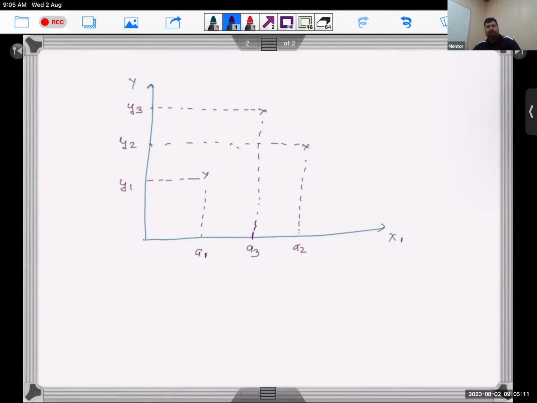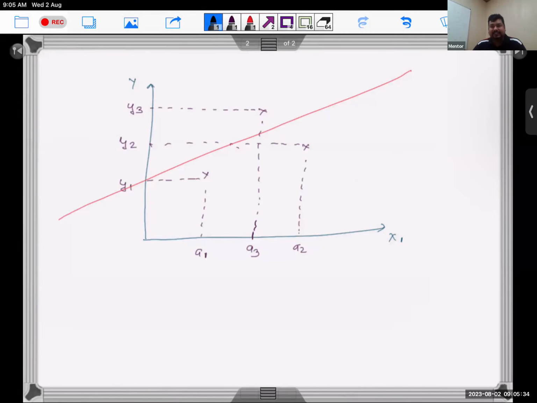My objective is to fit a line. I think we discussed it yesterday. My objective is to fit a line whose distance with respect to these points is the minimum. That is what we have to do. See, there are infinite lines possible.